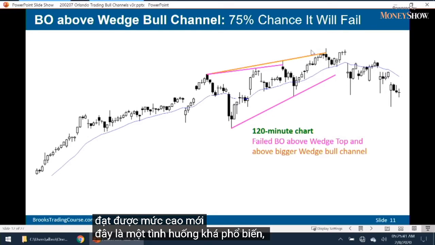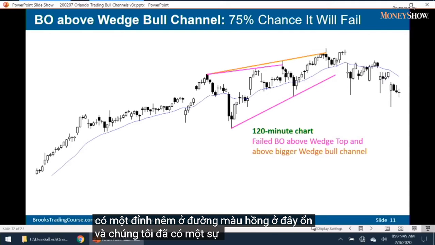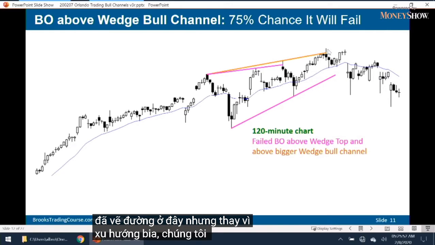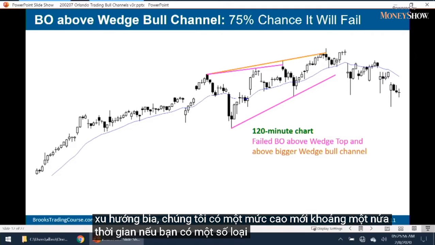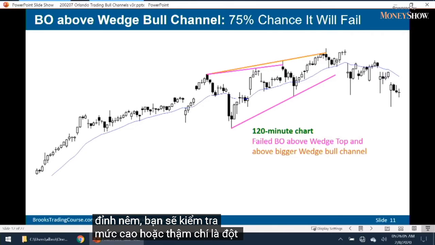This is a pretty common situation where you have a wedge top, the pink line here, okay? And we had a reversal down. I could have drawn the line in here. But instead of a bear trend, we got a new high. About half the time, if you have some kind of a wedge top, you're going to get a test of the high or even a breakout above the high.